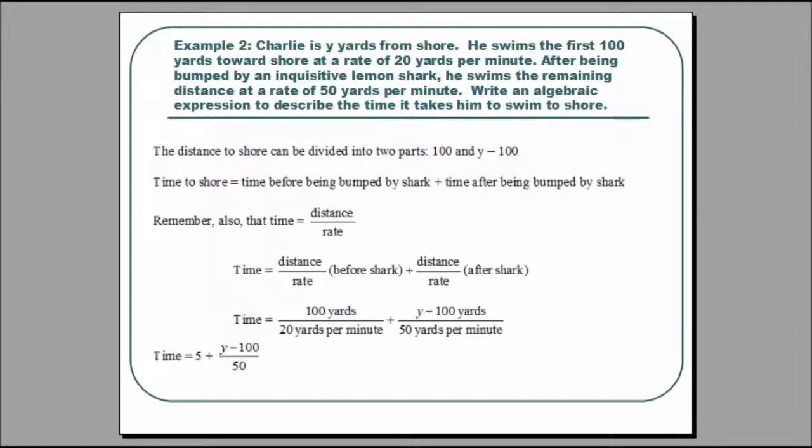Also remember that time equals distance over rate. The time he spent swimming before the shark was the distance over rate before he got bumped, and then the time he spent swimming after he was bumped was the distance over rate for those values. Therefore, the total time he spent swimming to shore was 100 yards over 20 yards per minute plus y minus 100 over 50 yards per minute. Therefore, the time is 5 plus (y minus 100) over 50.